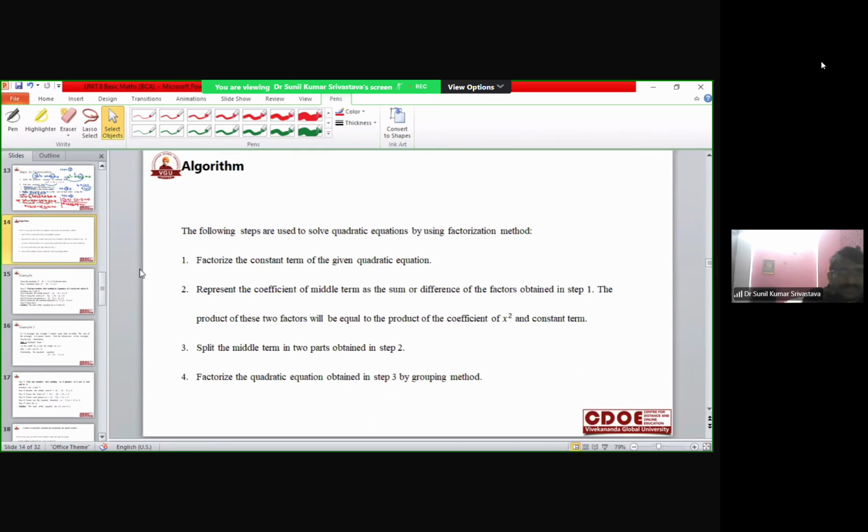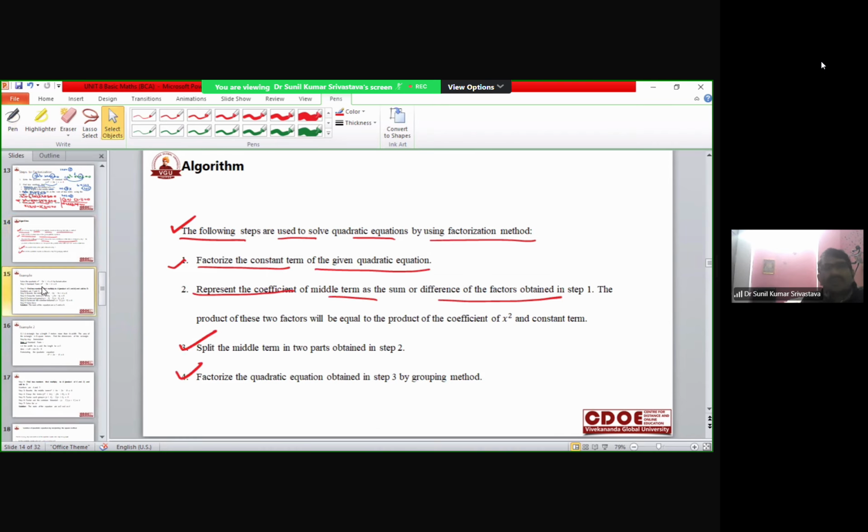The following steps are used to solve a quadratic equation by the factorization method. First of all, factorize the constant term of the given quadratic equation. Represent the coefficient of the middle term as the sum or difference of the factorized terms. I've explained this: split the middle term, factorize the quadratic equation, and group them.